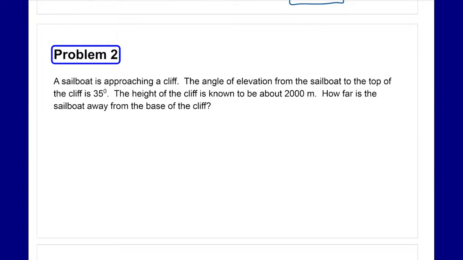Problem number 2. A sailboat is approaching a cliff. The angle of elevation from the sailboat to the top of the cliff is 35 degrees. The height of the cliff is known to be about 2,000 meters. How far is the sailboat away from the cliff, or from the base of the cliff? So again, let's draw our information. We have a cliff. The bottom of the cliff, we've got some water. In the water we have our sailboat.